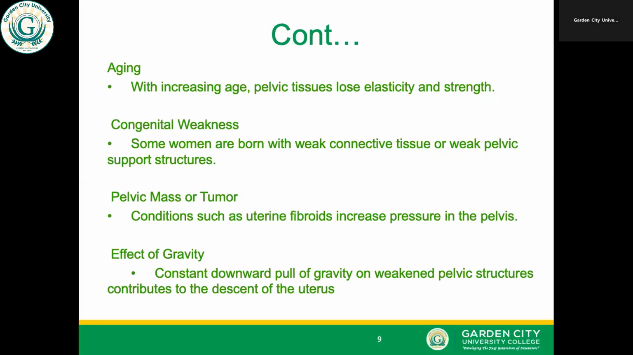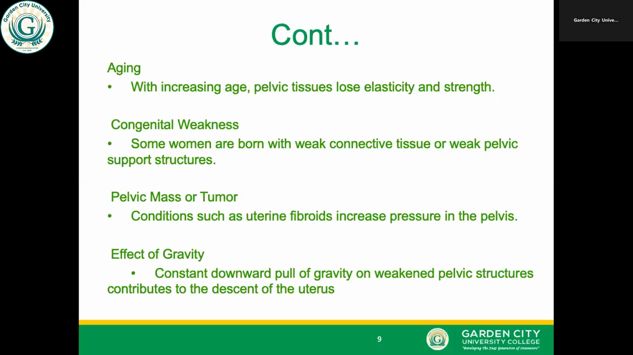Also, we have congenital weaknesses. With congenital weakness, some women are born with weak connective tissues. And because their connective tissues are already weak from birth, they cannot support the uterus. It leads to uterine prolapse. Also, we have pelvic mass or tumor. Tumors such as fibroids. Some fibroids are so huge that they cause pressure on the uterus. And as they cause pressure on the uterus, the ligaments holding the uterus in place become weak, and it causes the uterus to sink down into the vagina.